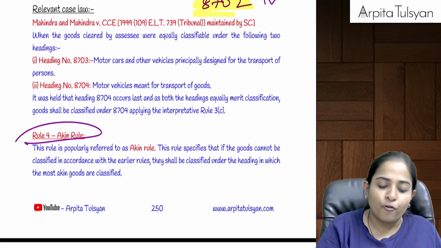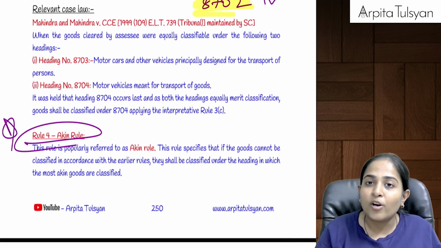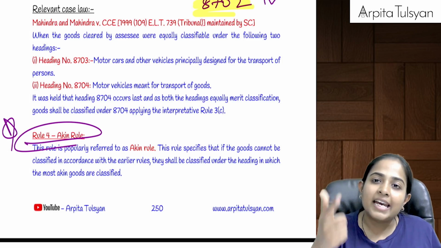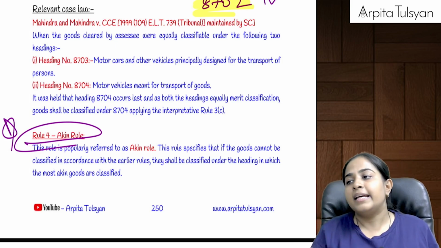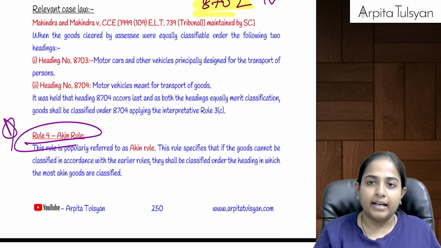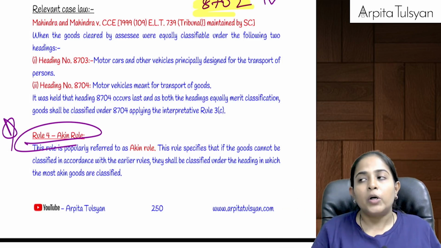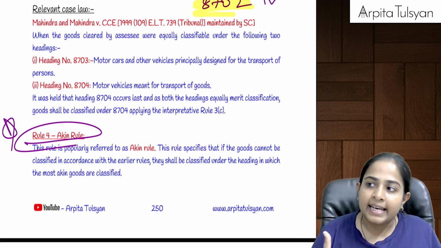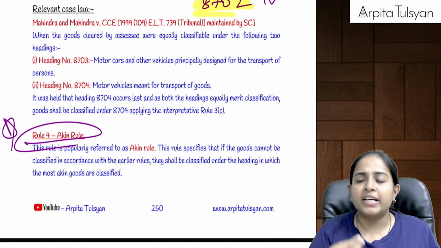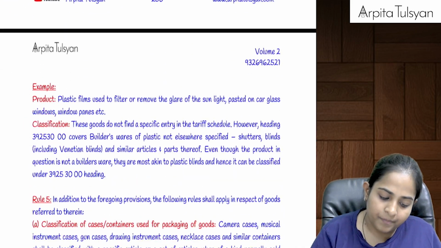Then rule number 4, the akin rule. This is important. Rule number 4 says that if my product is not at all classifiable, meaning I could not find it anywhere, then they say the akin product, meaning a similar product, is required to be used for classification. Example, let's say there is a product called water bottle, and I call it a water sipper. If there is nothing called water sipper, then the similar product is water bottle. Classify it as water bottle. Are you clear with this?